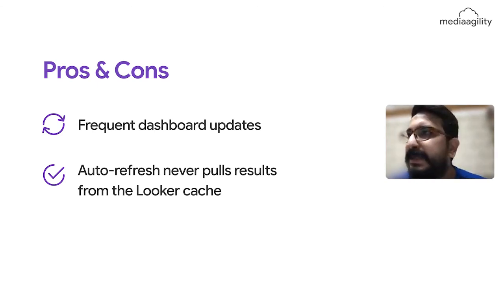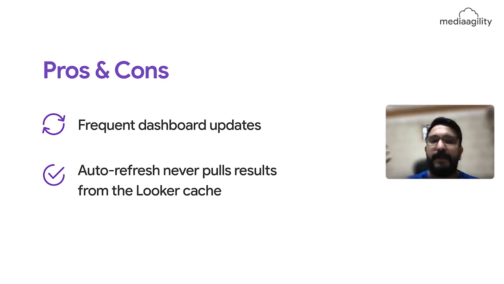If my database is getting updated every minute, I can set the refresh to every minute, not in seconds, right? And the auto refresh feature, which we just used, never pulls data from the Looker cache. It's always pulling from the database.